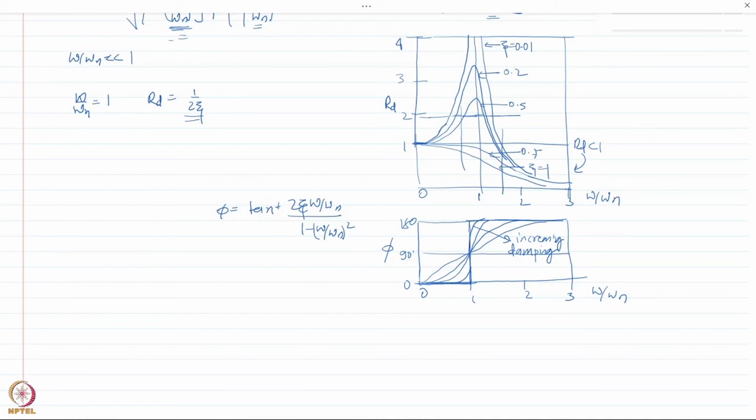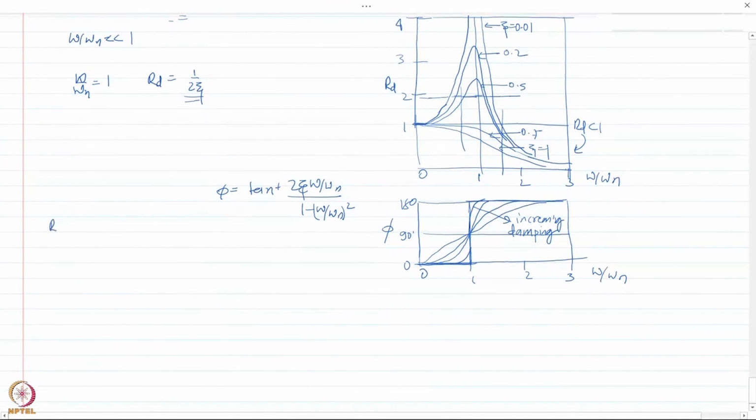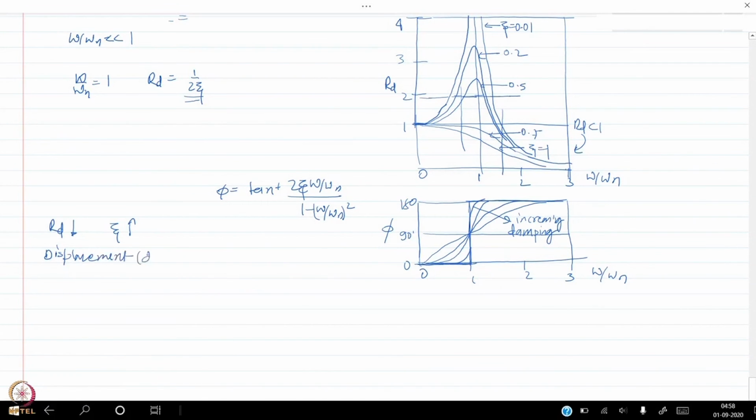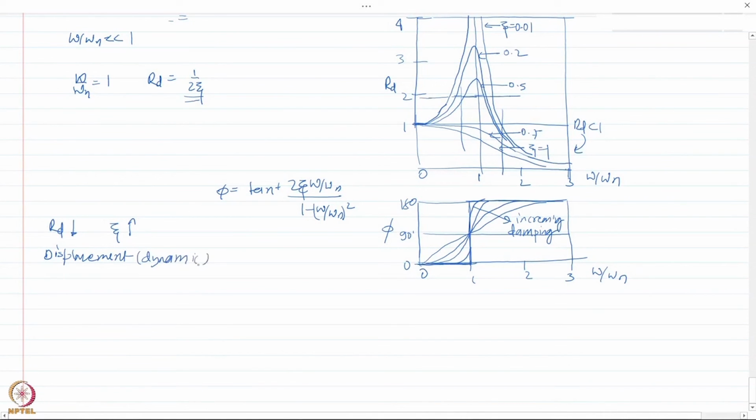Now we saw that our value of RD, or the dynamic response, actually decreases at all values of frequencies if zeta is increased. So RD decreases as zeta is increased. So my displacement is the displacement of the dynamic system, so let me call it dynamic displacement. This decreases with damping for all values of zeta. Okay, so let us see what happens. And this decrease is actually quite sensitive to the value of omega by omega n.